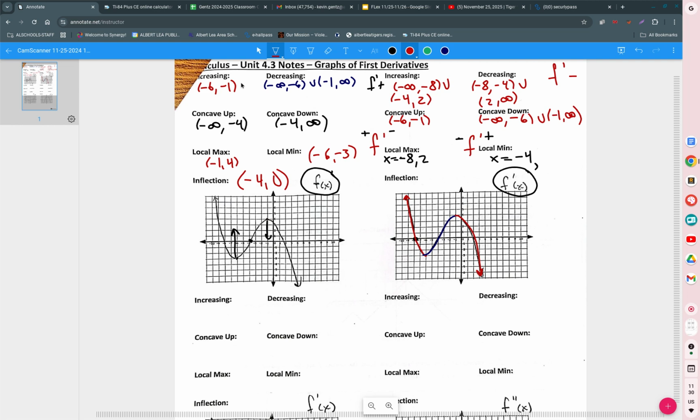Inflection is where it changes concavity, and it changes concavity here at -6 and here at -1.